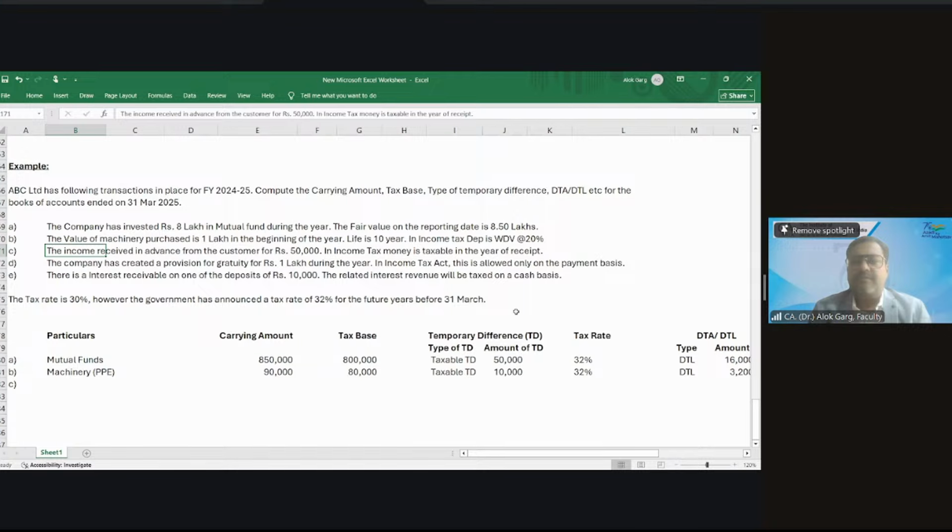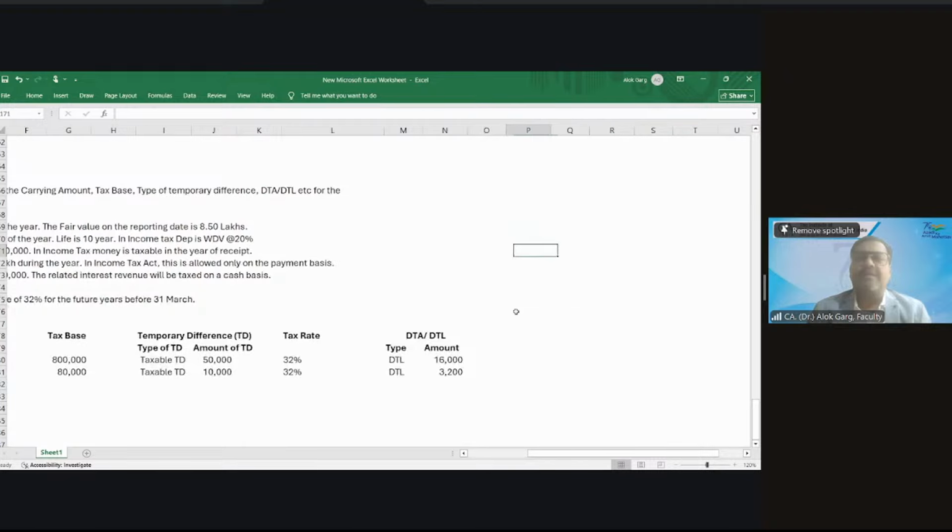Debit to income received in advance. So it is bank account debit or cash account debit to income received in advance or to unearned revenue. Can I say unearned revenue? Yes sir. Or can I say to advance from customer? Yes. You are okay now? Okay. Yes sir. So what is the accounting entry?